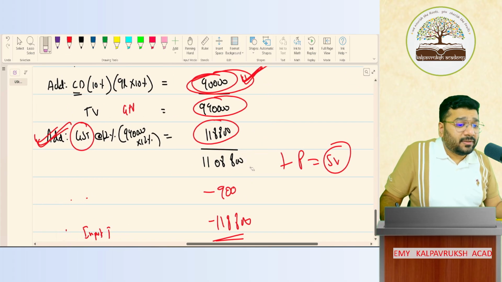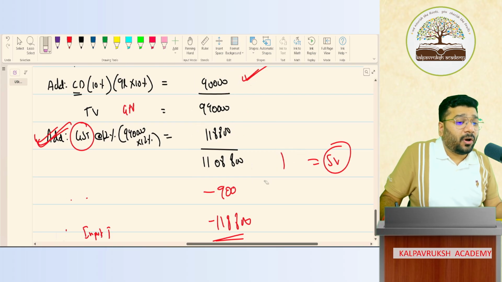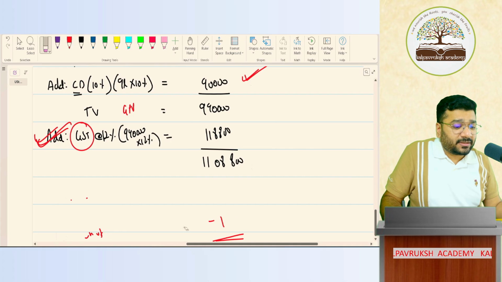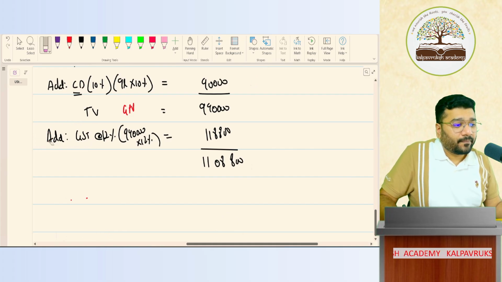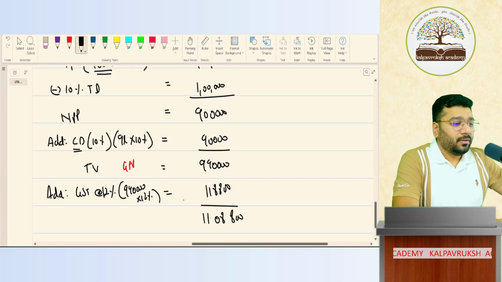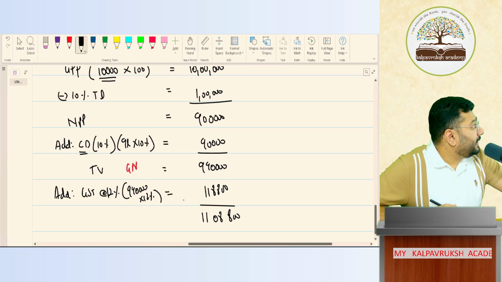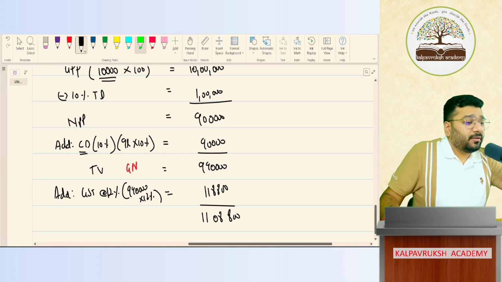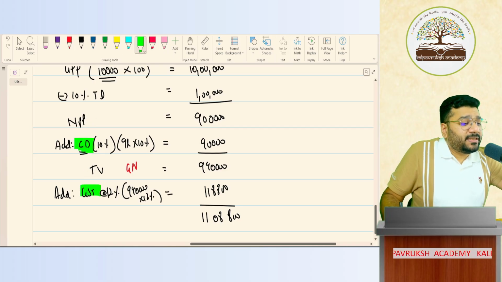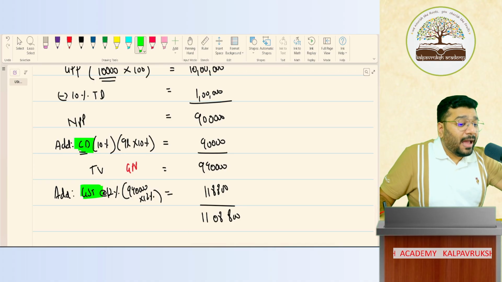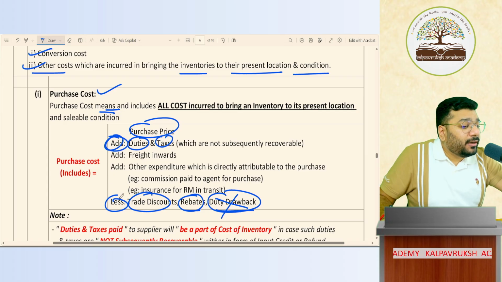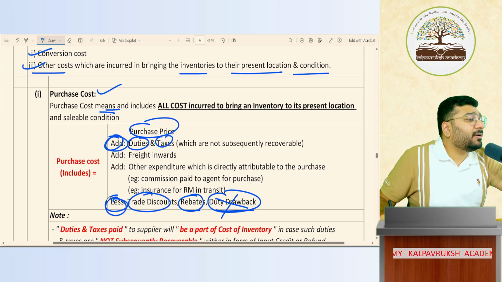Guys, get hold of the concept. Don't try to learn anything by heart. It's pure logic. If you apply the logic, it will make sense. Now, I'm assuming that the customs duty you've paid and the GST you've paid are not subsequently recoverable. So now I will add it and leave it. I will not deduct it later. Got it? Not got it?